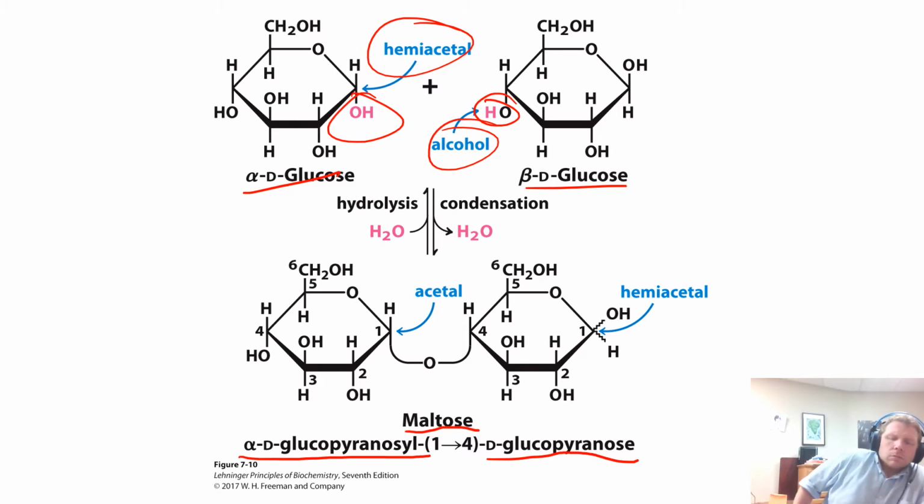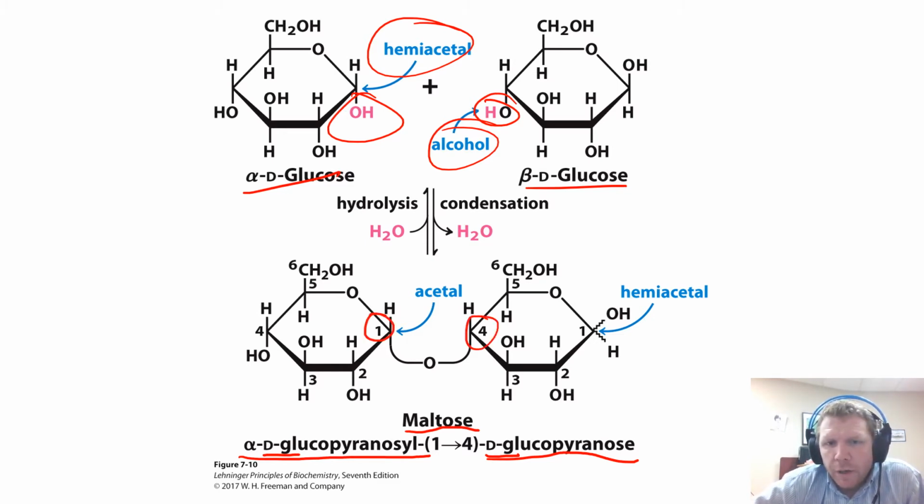Now, what you see there is we've got a couple of things that are indicated. One, these are both D sugars, okay? They are both glucose molecules. Now, the result here is a bond between carbon number 1 and carbon number 4 of our alpha D glucopyranosyl and our alpha D glucose and our beta D glucose.